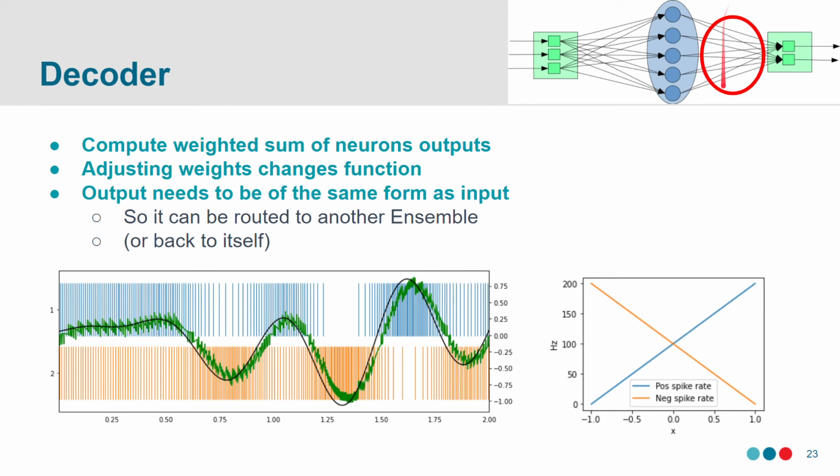So we've got to compute this weighted sum. We've got to have this configurable, because this is the whole point: we want to be able to adjust these weights in order to change what function this thing is approximating. And we also have this constraint that this output needs to be of the same form as our input, because the whole point of this system is to be able to take outputs and feed them to other things or back to themselves. Okay. So I know what sort of encoding method I need for my output. Right? I need spikes of this sort of form. How am I going to do that?